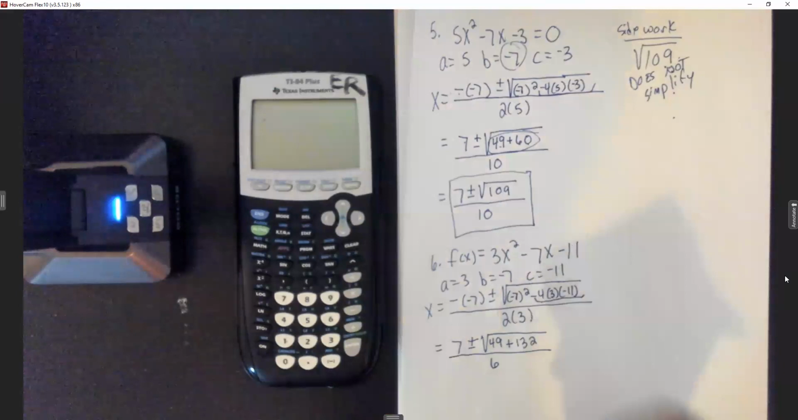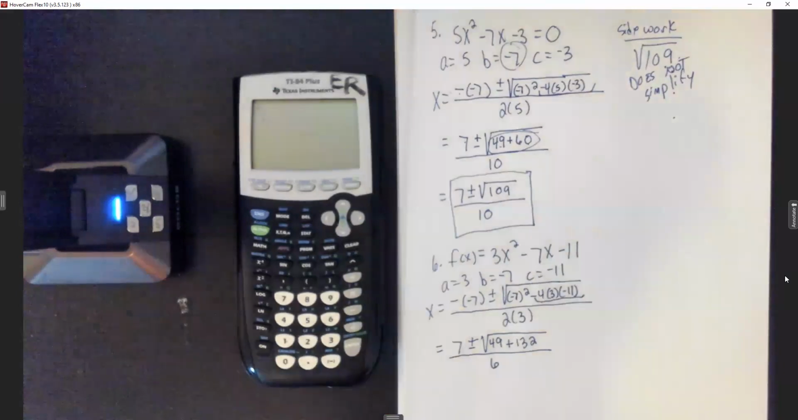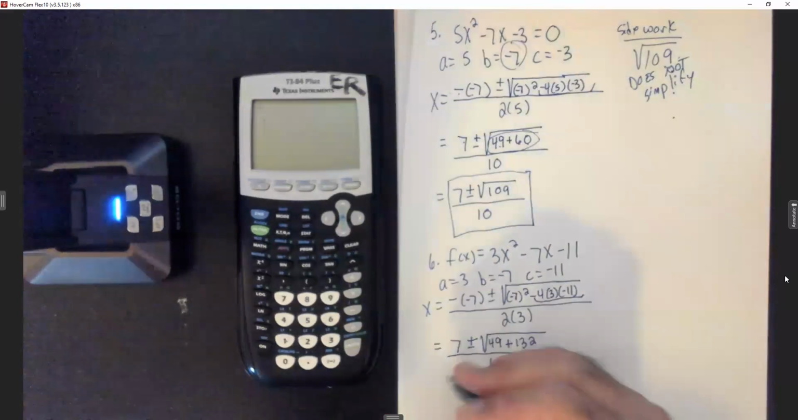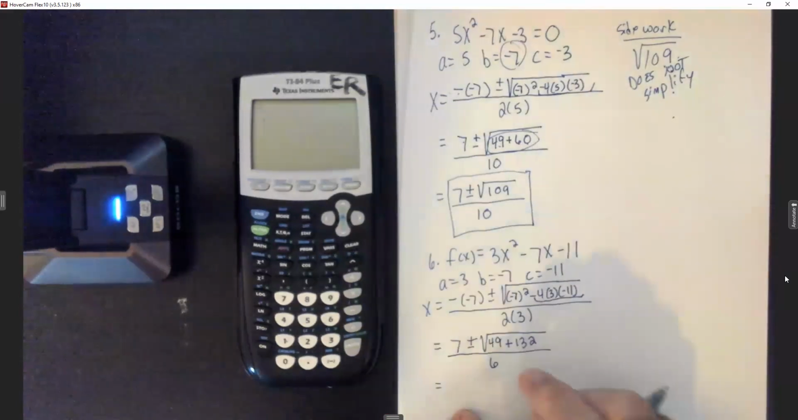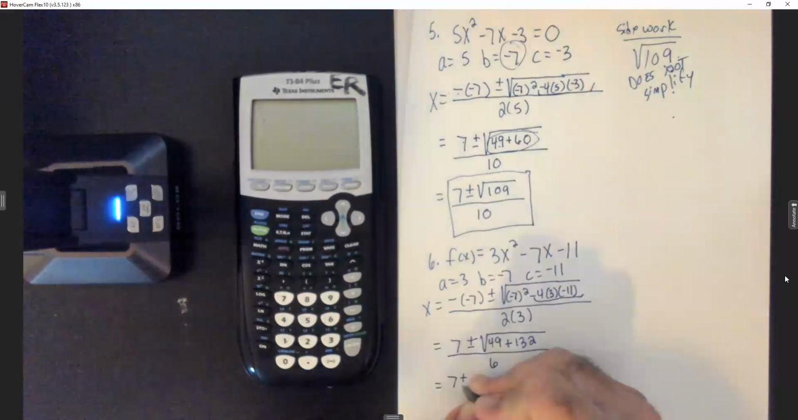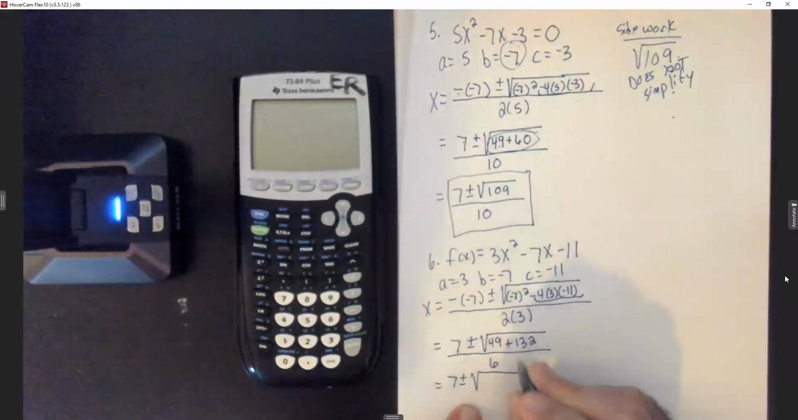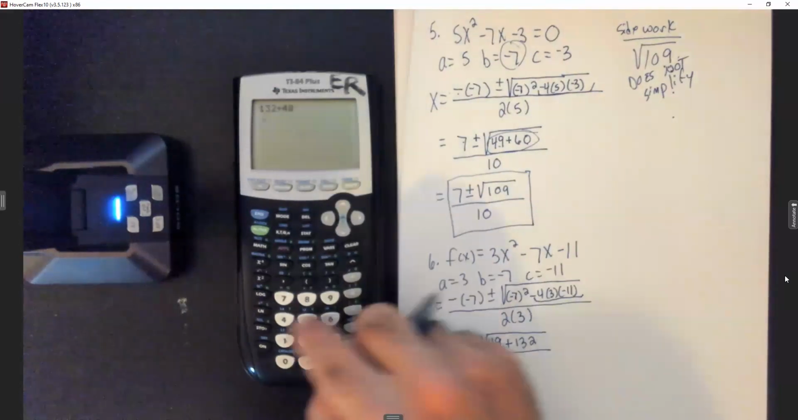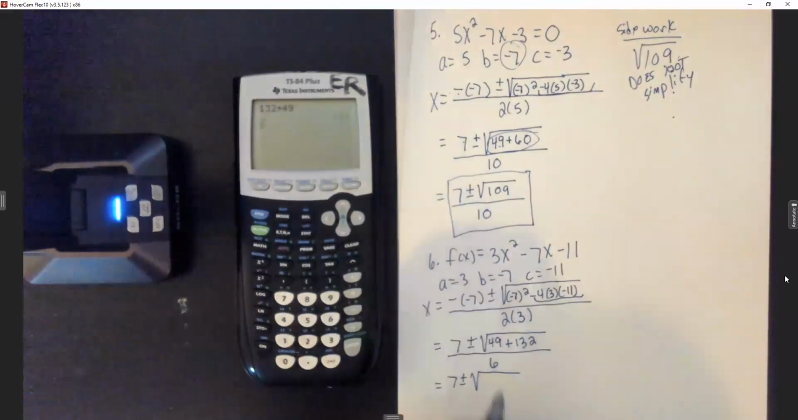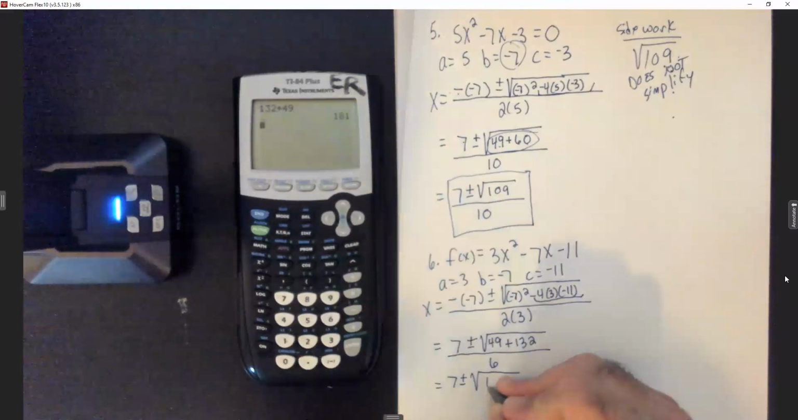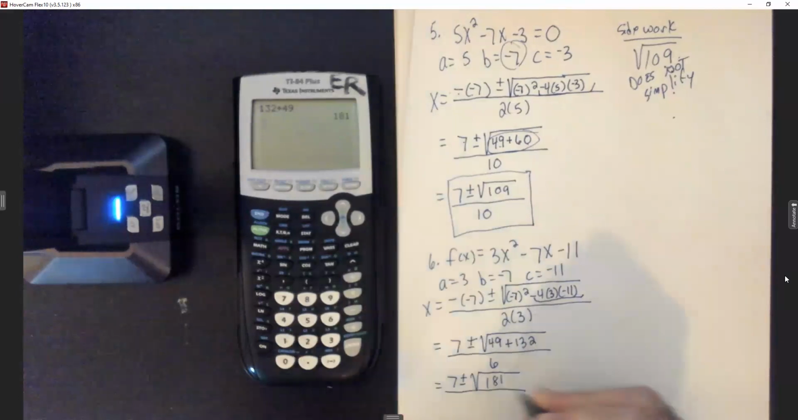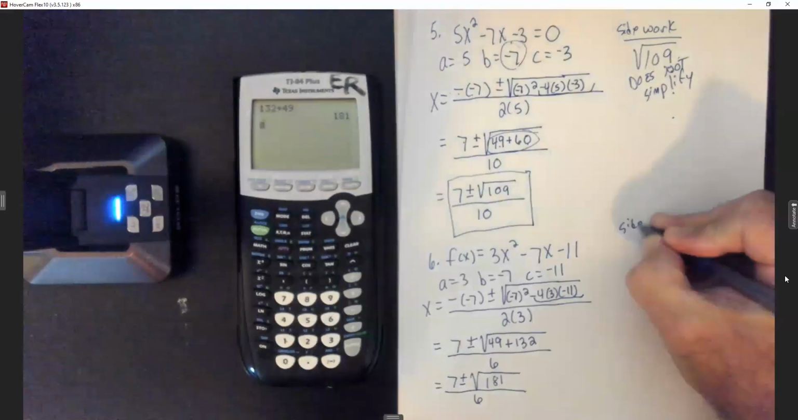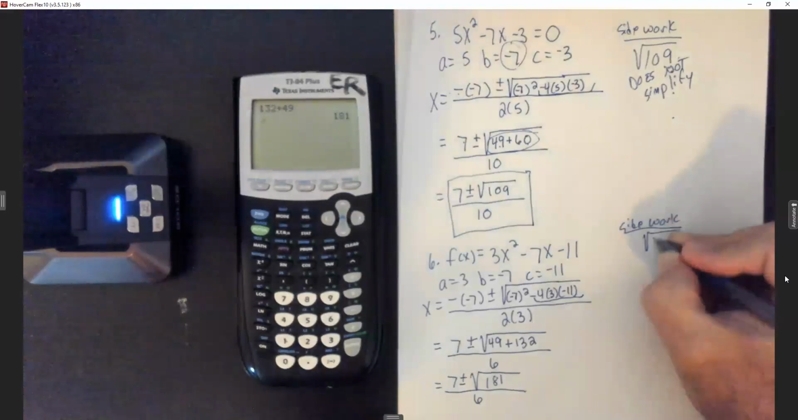Now, I will say, let me finish this one. When you put this in MATLAB, I'll show you. Let's add 49 and 132. I get what? 181. All of that's over 6. All right, so side work on the radical. That is a square root of 181.